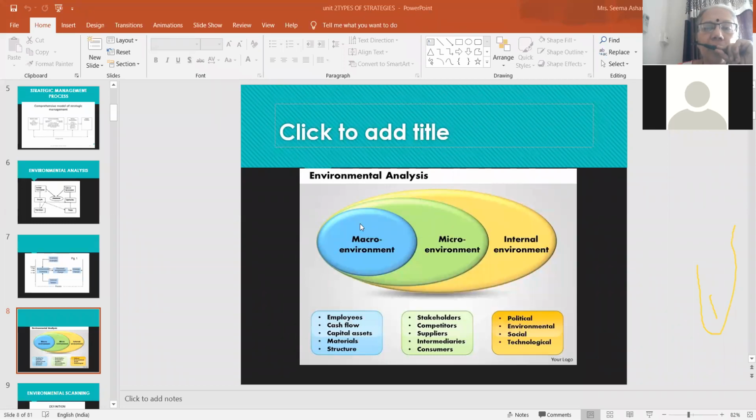The external environment is divided into two parts: the macro environment and the micro environment. Macro environment is external and a little far away from the business. It may be the political situation, environment, social, technological, and so on. Whereas micro environment is closely connected to the business. It may consist of your customers, your competitors, your intermediaries, suppliers, and so on.